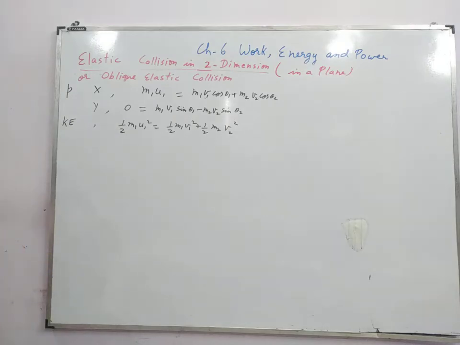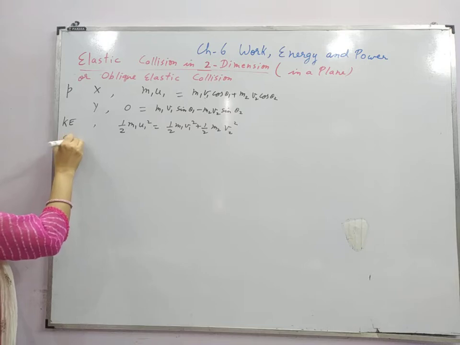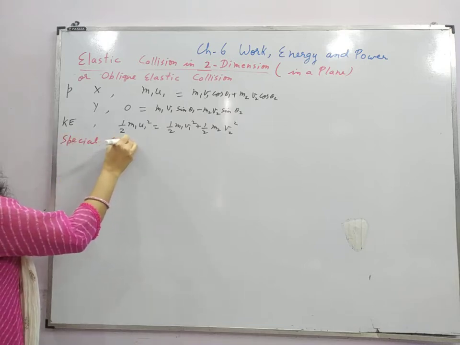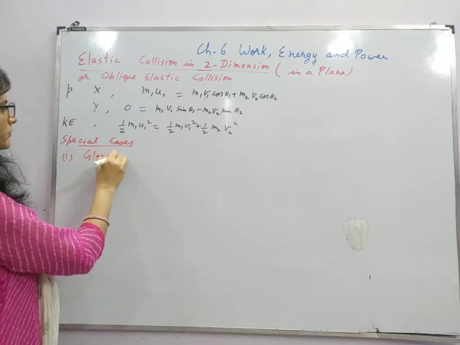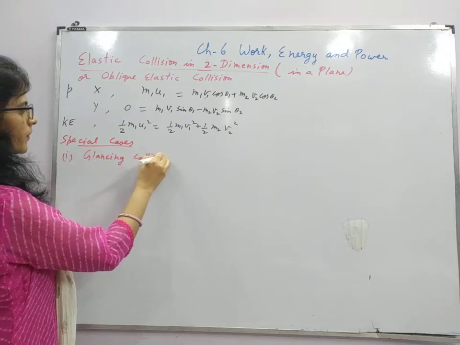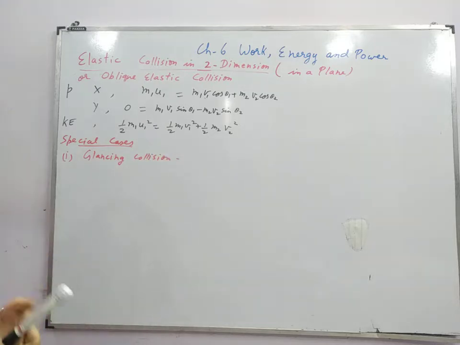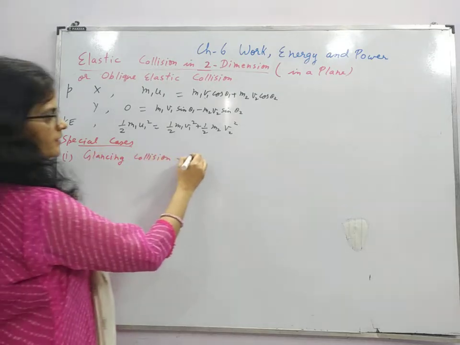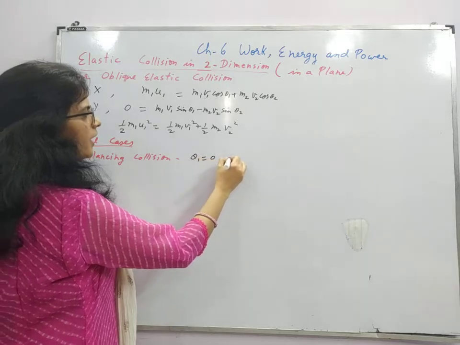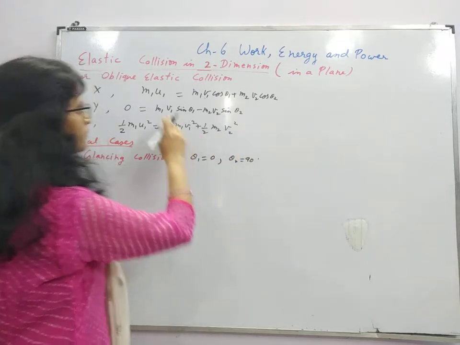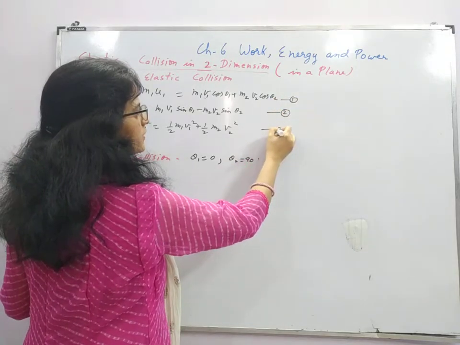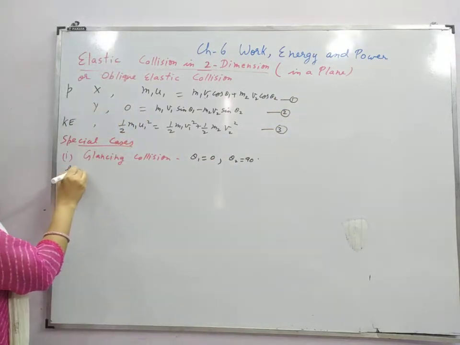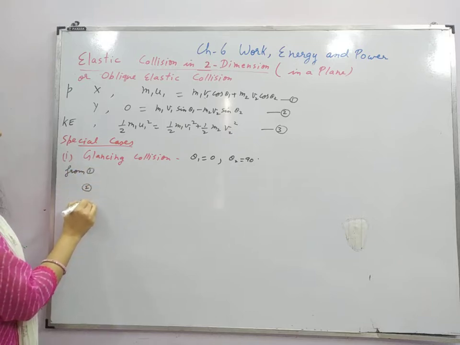And for the cases we will be putting some conditions in these equations. So special case number 1, glancing collision. This is a special case of elastic collision in 2D. For glancing collision, theta 1 is 0 and theta 2 is 90 degrees. So let's put the values here. First equation, second equation and third equation.